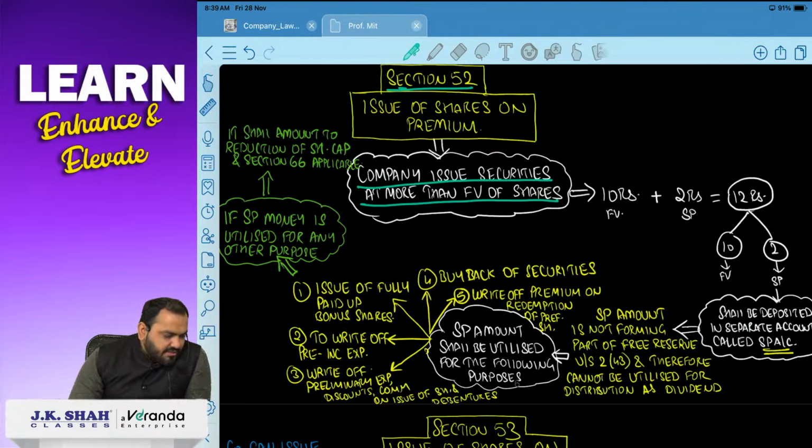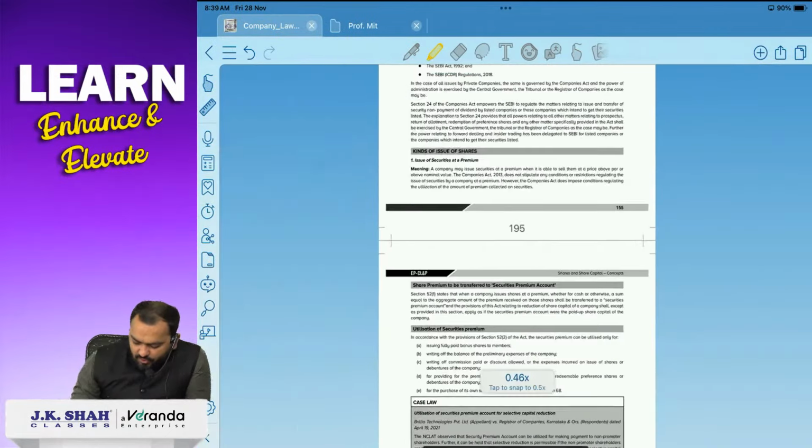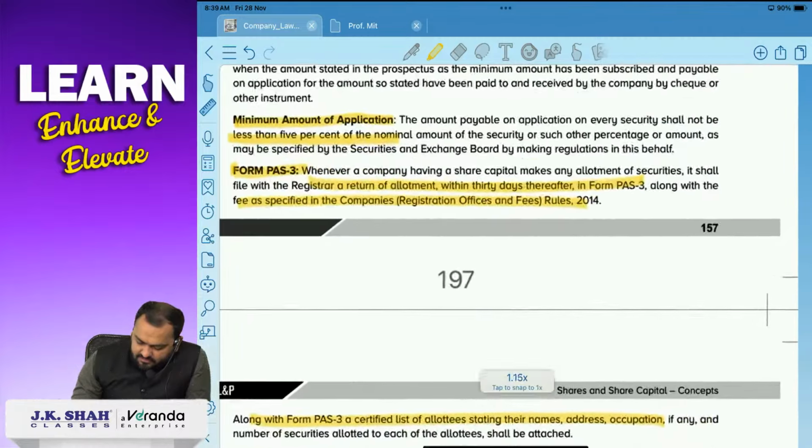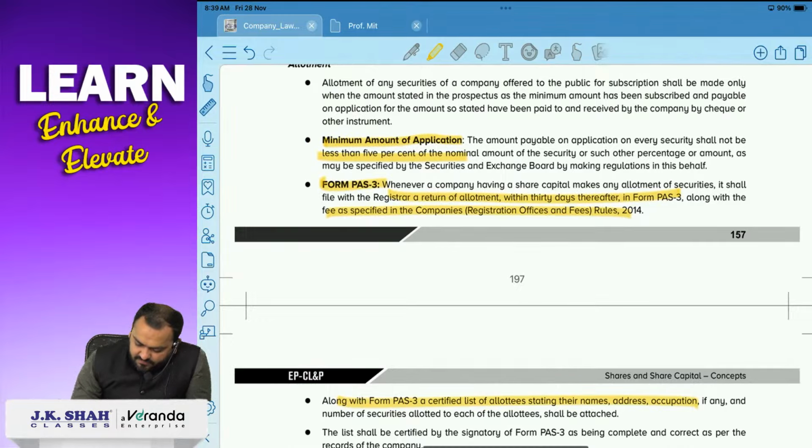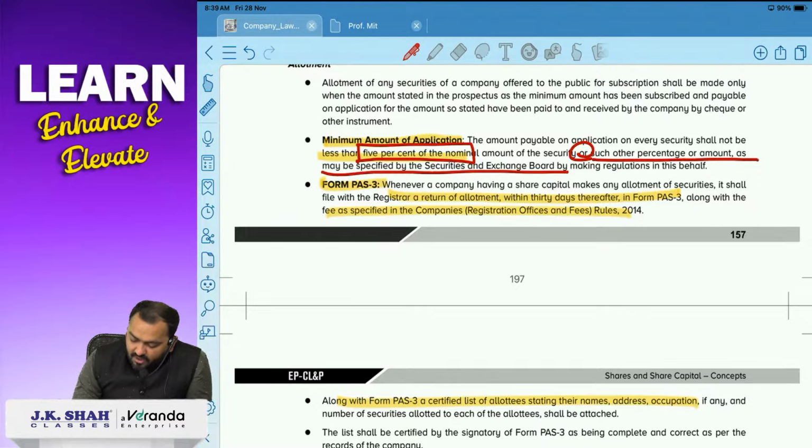Okay, here there is one doubt. Yes beta, here it is clearly given. I told you. See, can you see this? 5% of the nominal value or such other as specified by SEBI, correct? So whatever is prescribed by SEBI, that or 5%. Okay, Aditya, so you are writing the answer as per the Companies Act. So we are writing 5%. But yes, you need to write it this way: 5% or such other percent as prescribed by SEBI.